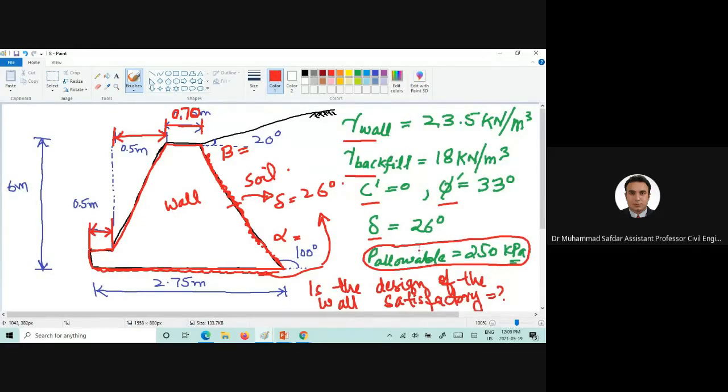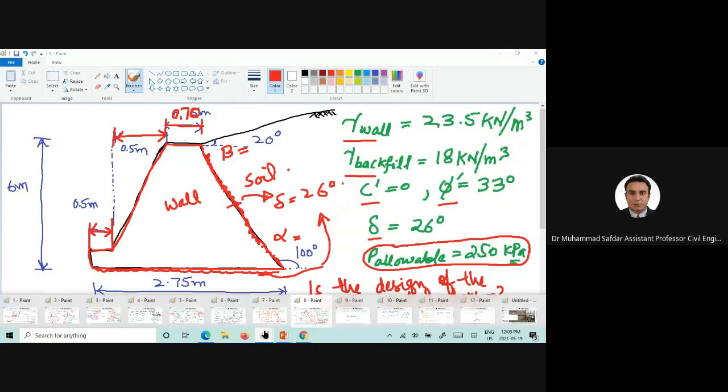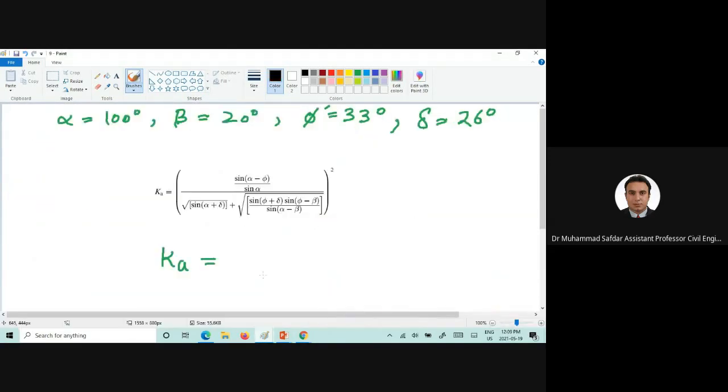So we can also check the bearing capacity limit state here by comparing the P max, or the maximum base pressure, which would be exerted onto the base of the retaining wall. So we need to answer, is the design of the wall satisfactory? So how are we going to start solving this problem? We can start with the information of alpha, beta, phi prime, and delta.